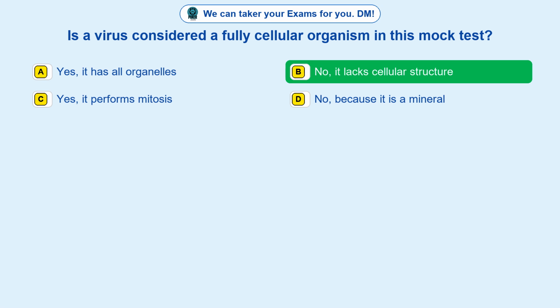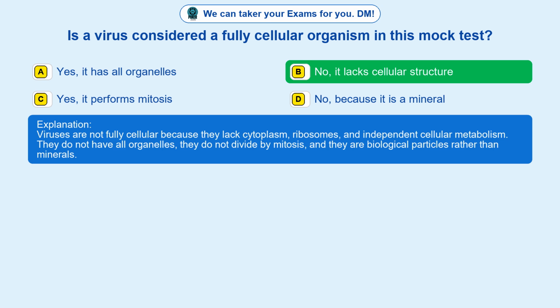No, it lacks cellular structure. Viruses are not fully cellular because they lack cytoplasm, ribosomes, and independent cellular metabolism. They do not have all organelles, they do not divide by mitosis, and they are biological particles rather than minerals.